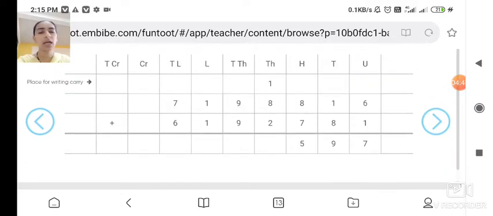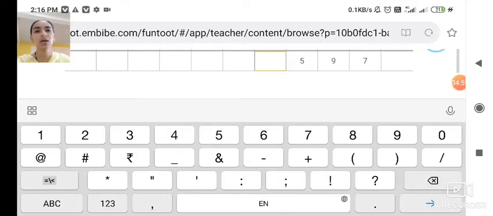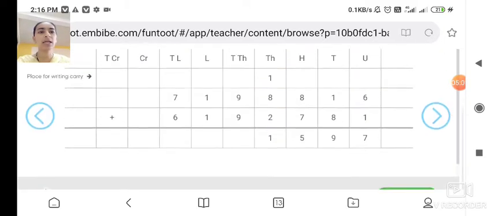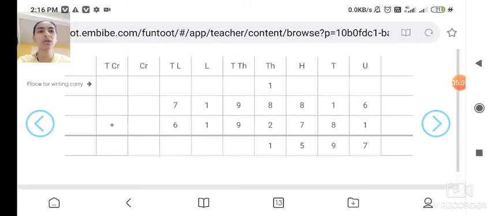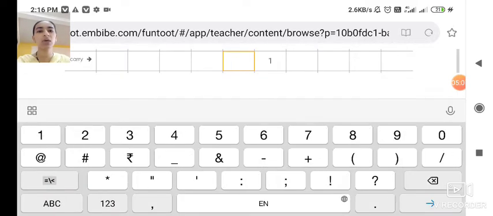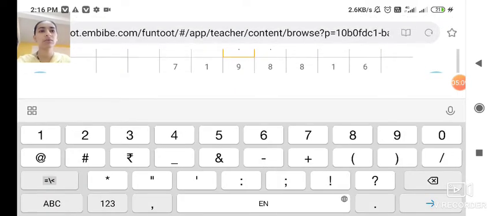Now you have to take the addition of which numbers? 1, 8 and 2. What will be the addition? Addition will be 11. So you are giving here 1 and carry forward 1. So write 1 here. Okay, write 1. Then next, where are you writing the carry forward? Yes, here, that means above the 9. Okay, so write 1. Understand this?